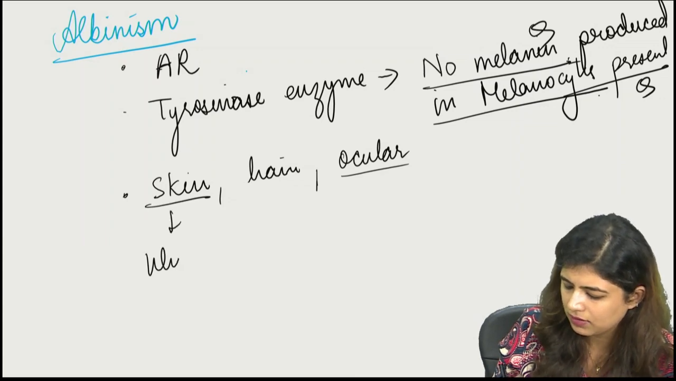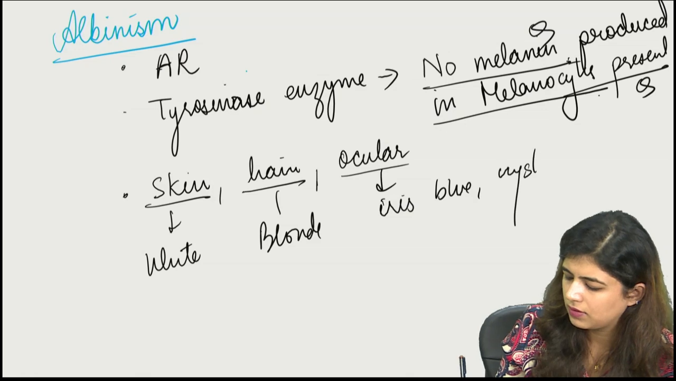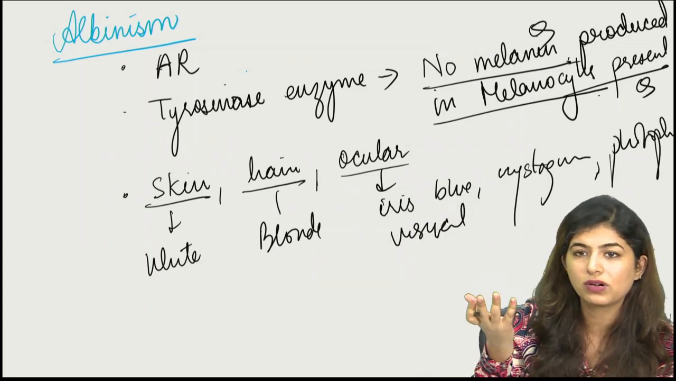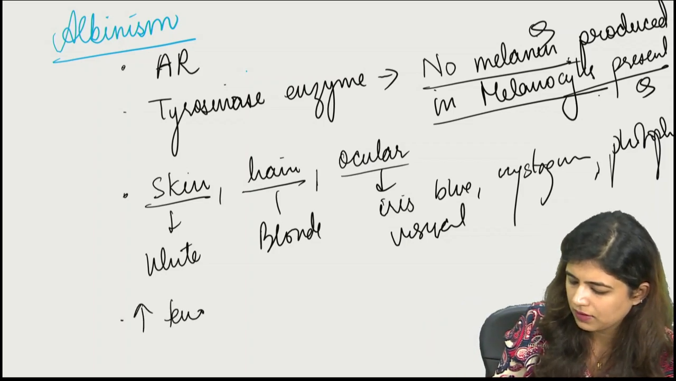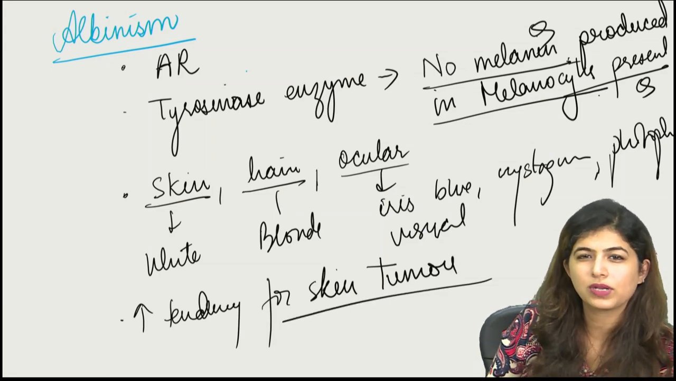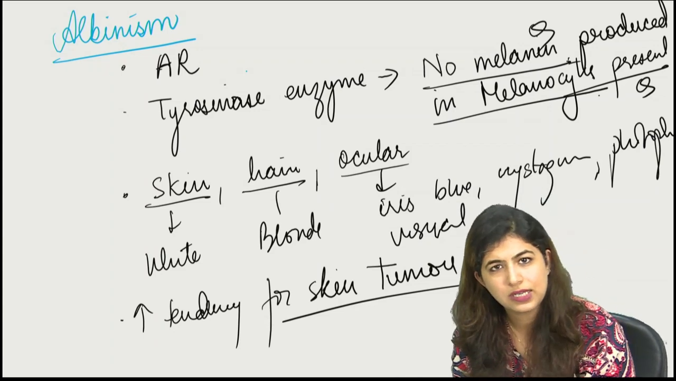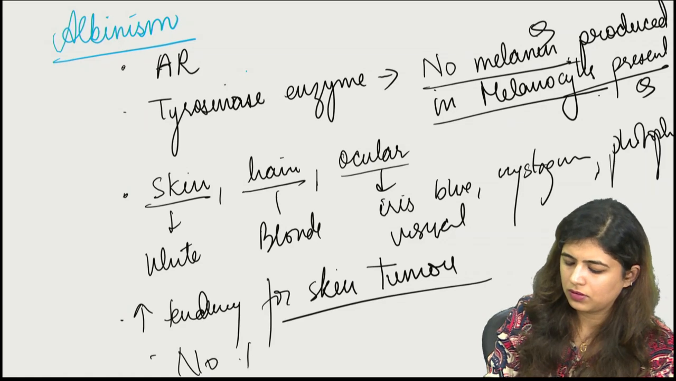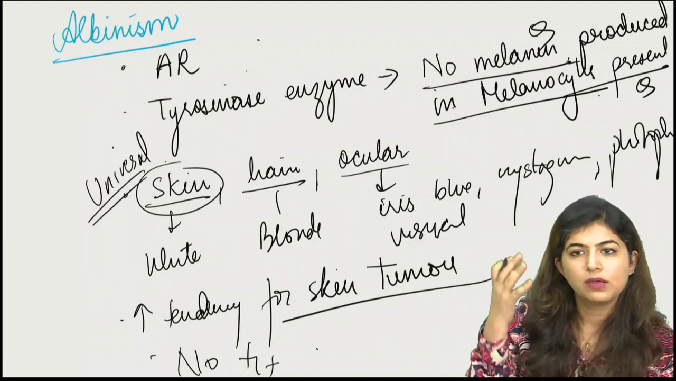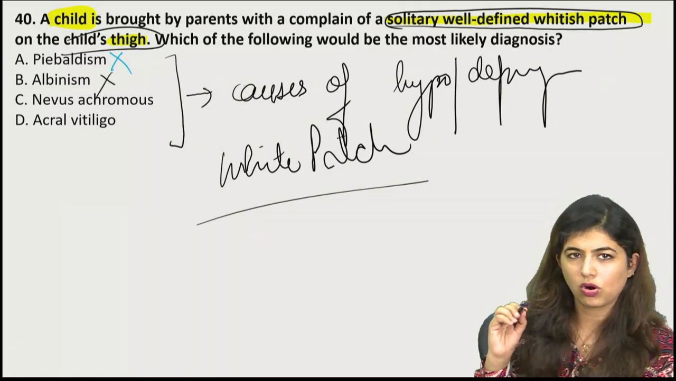So skin is white, hair is blonde, and the iris is blue, with nystagmus, photophobia, and visual defects, because the retina also needs pigment. The rods don't function here. There is an increased tendency for skin tumors. Why? Because there is no melanin in the skin to protect you from harmful ultraviolet radiation. So there is an increased tendency for skin cancers. And since it is again a genetic disease, there is no treatment possible. And this is a universal involvement. So the entire skin is involved. Melanin too is not produced in the entire body. So again, as per our question, a patchy depigmentation, albinism is not the answer.